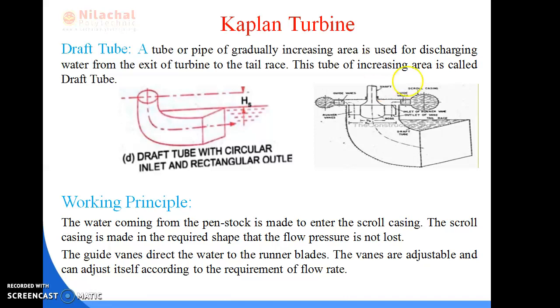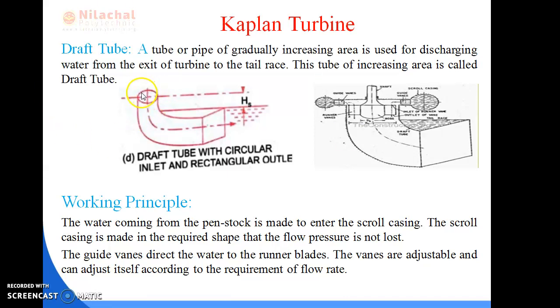You have seen that a draft tube is used. The draft tube has one end circular and the other end square or rectangular. Why do we use this type of draft tube? The main function of the draft tube is to drag the water from the outlet of the turbine unit to the tail race level. So we have to increase the pressure of water so that the water can be delivered to the tail race.